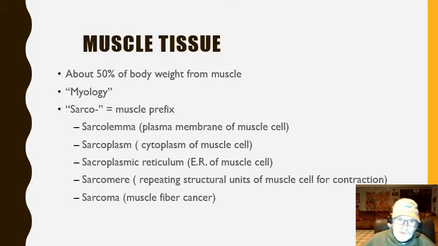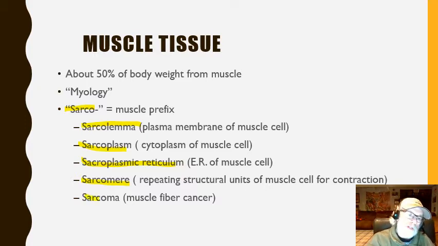And a couple things here that I think you should probably recognize is if you see a prefix sarco, it means muscle. Sarcolemma is basically the plasma membrane of a muscle cell, or muscle fiber. Sarcoplasm is the cytoplasm of a muscle cell. Sarcoplasmic reticulum, just like the endoplasmic reticulum that we see in other cells. Sarcomere is the repeating structural units inside a muscle cell that are really required for contraction. I'll show you what this means in a minute.